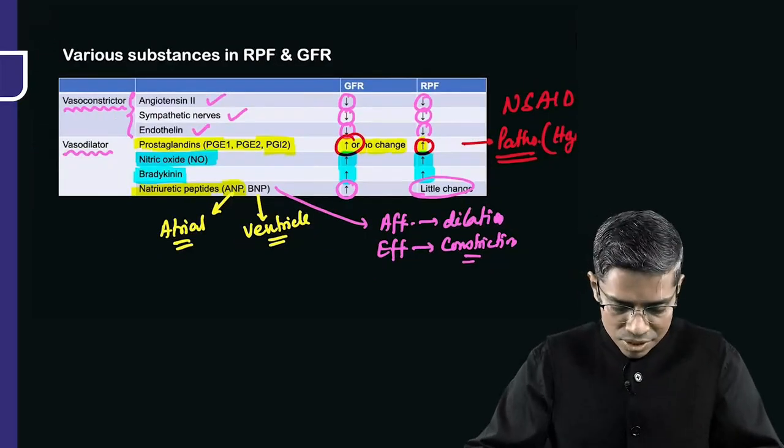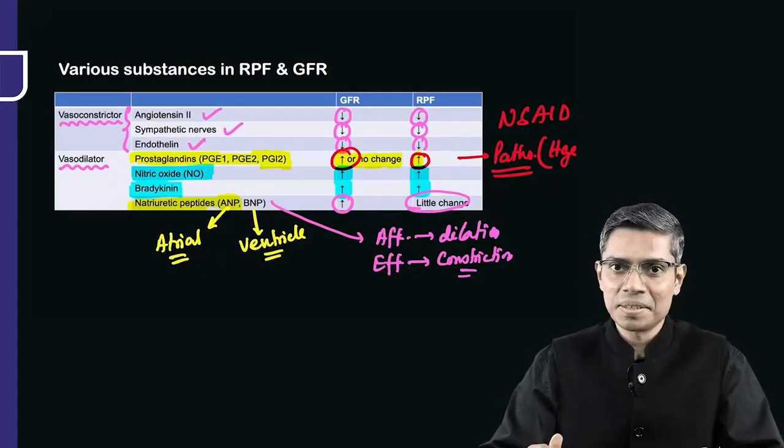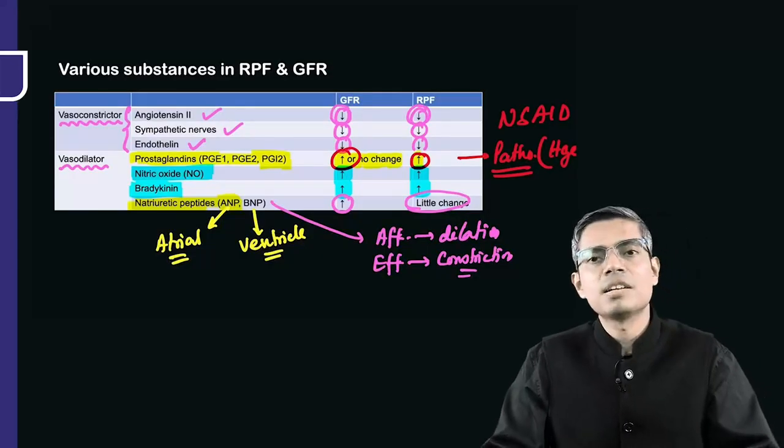So now in this chart, you must have looked at this angiotensin 2. I told you that angiotensin 2 causes reduction in GFR and reduction in the renal plasma flow.